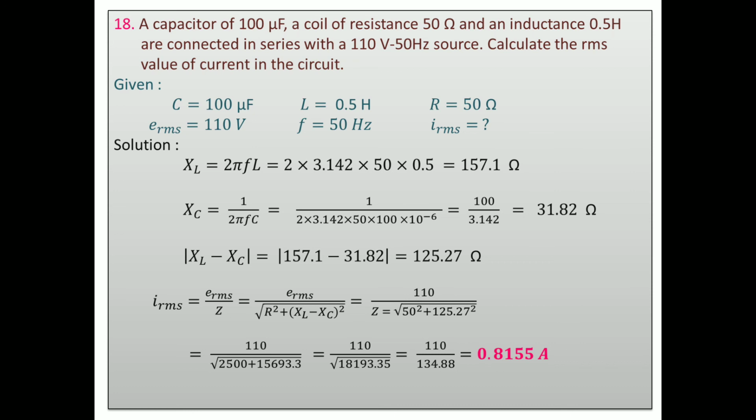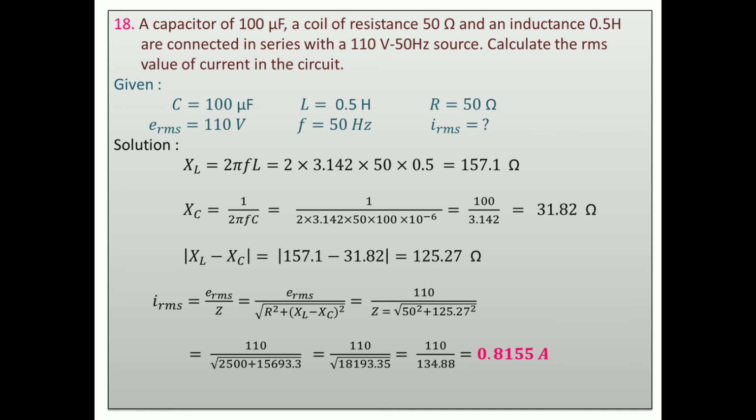Thereafter, the mod of XL minus XC, means the difference between XL and XC, 157 minus 31.82, which is equal to 125.27. It is the reactance of the circuit. Then IRMS equal to ERMS upon Z. Impedance means square root of R square plus XL minus XC whole square.